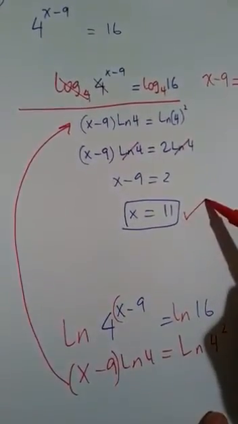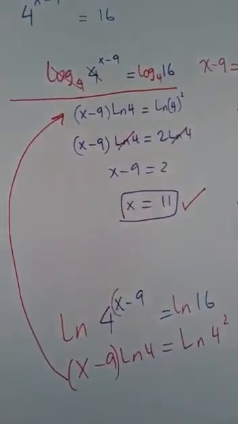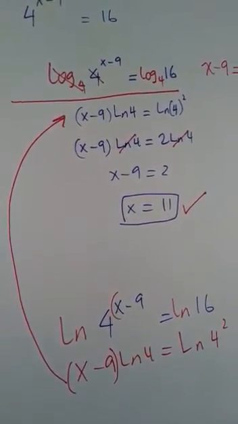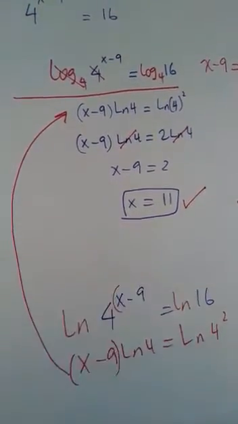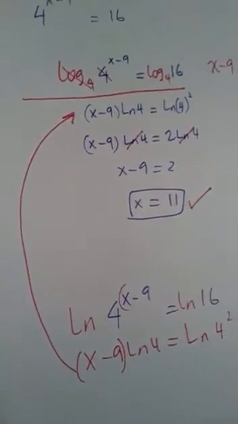So you have two options. You can either do log of 4, and if you're not sure, you can always do ln, and ln will work every time. So the answer is 11. This was not a log equation, so we have no issues of domain.